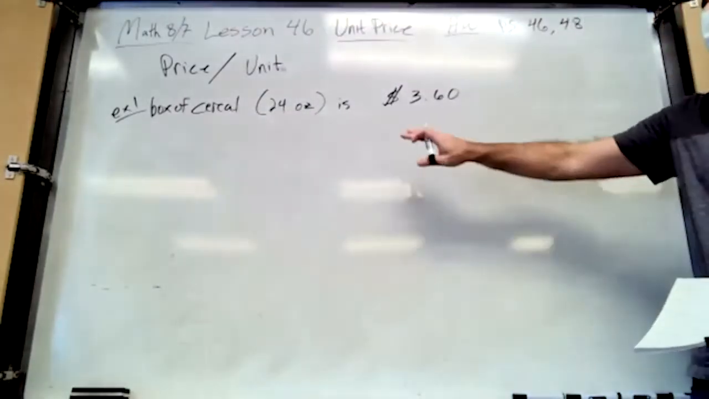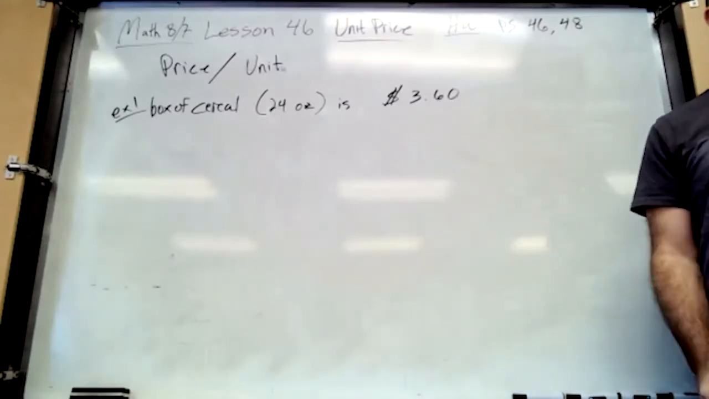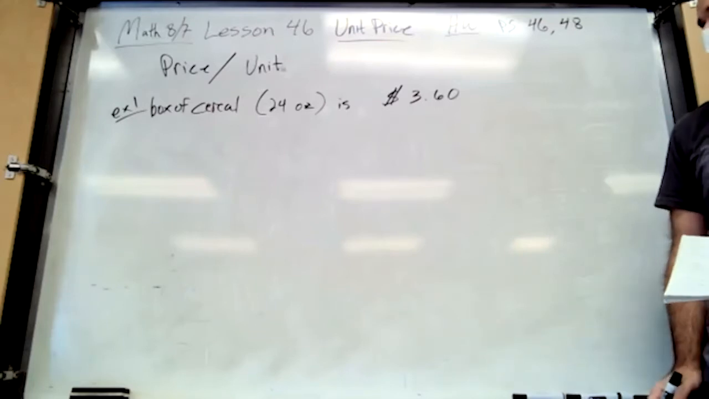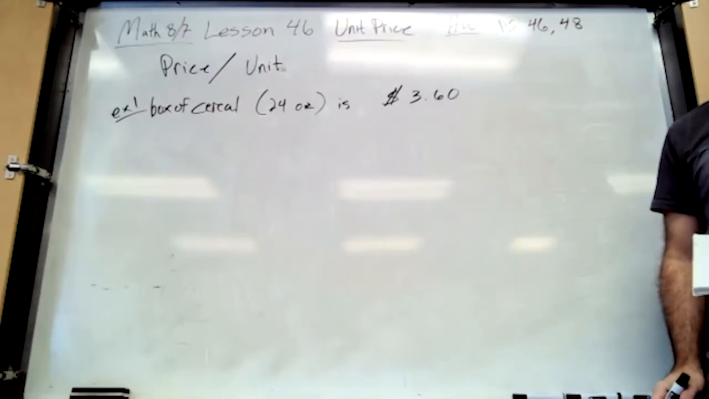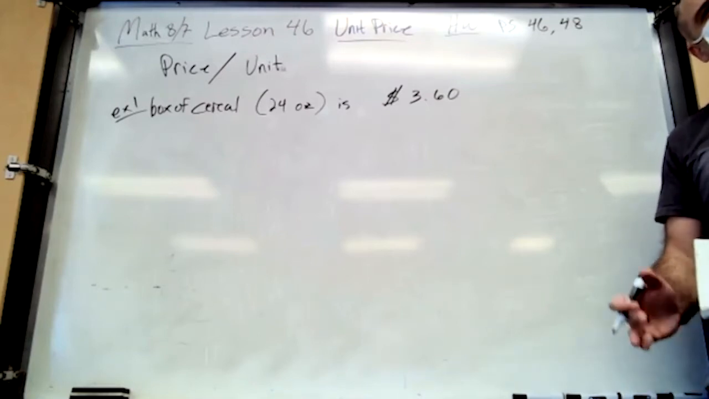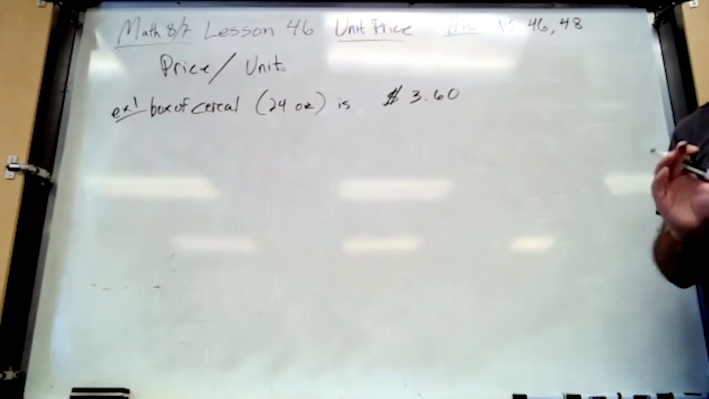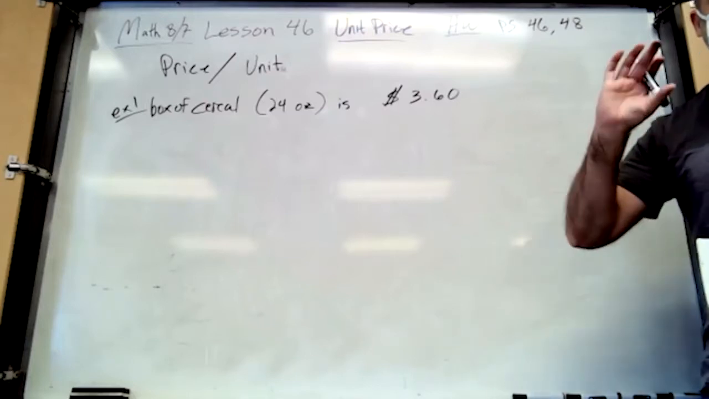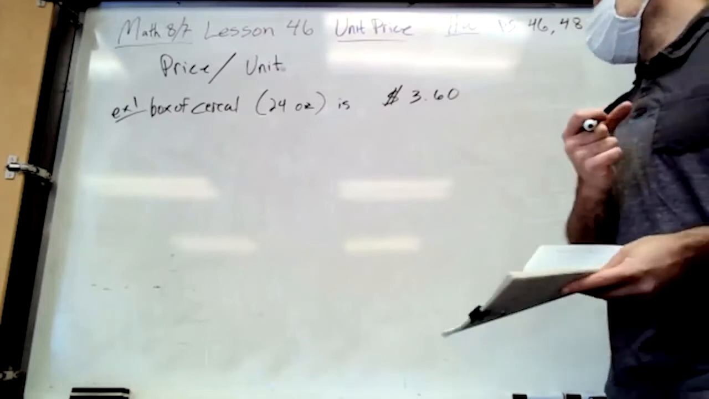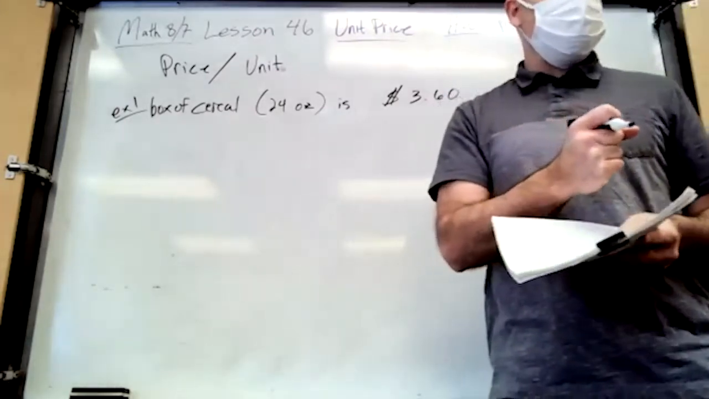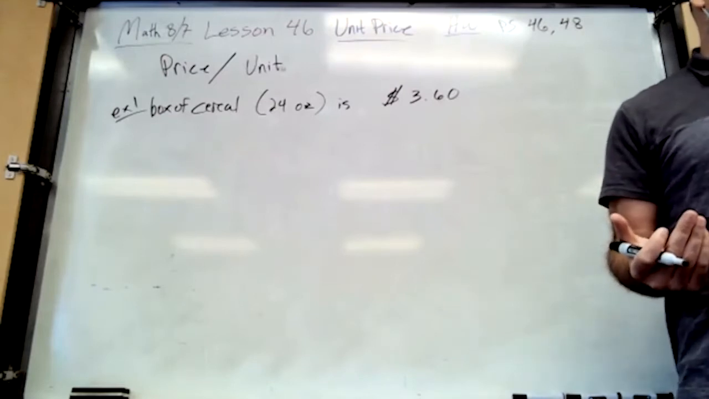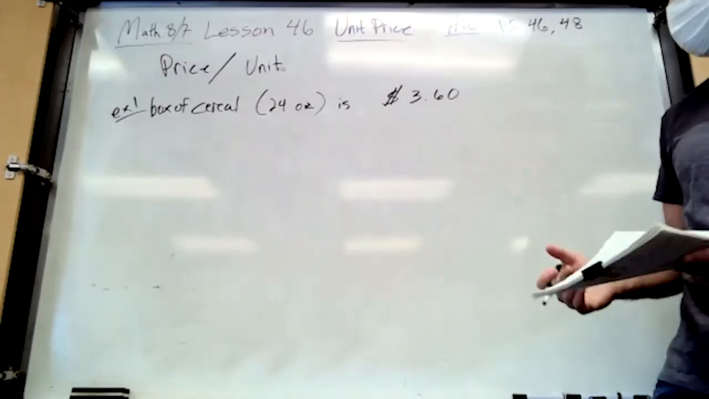So how would you calculate the per ounce price for this cereal? Would you divide it? What are you dividing? 24 divided by 360? Well, those are the two numbers, but the order makes a difference. 360 divided by 24. Right. So 360 cents. I would convert it to cents because it's going to be under $1, right? Price per unit, price per ounce.